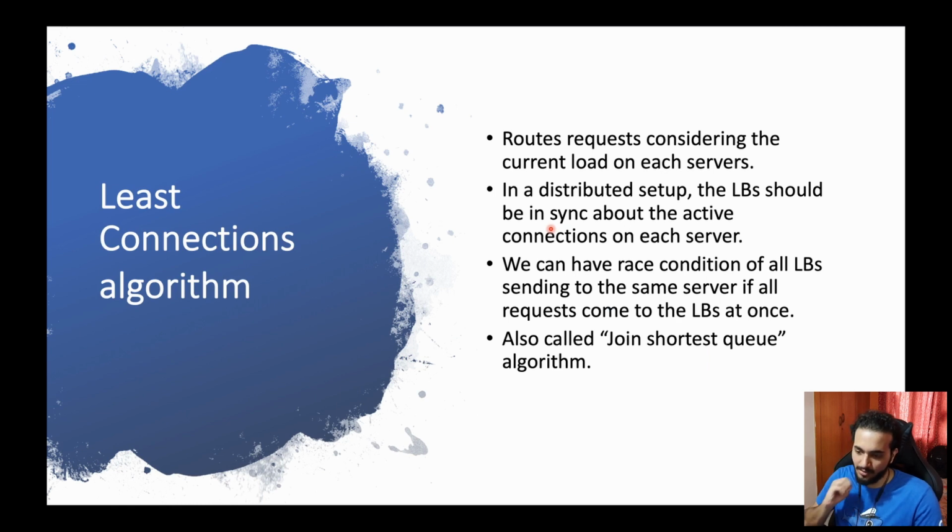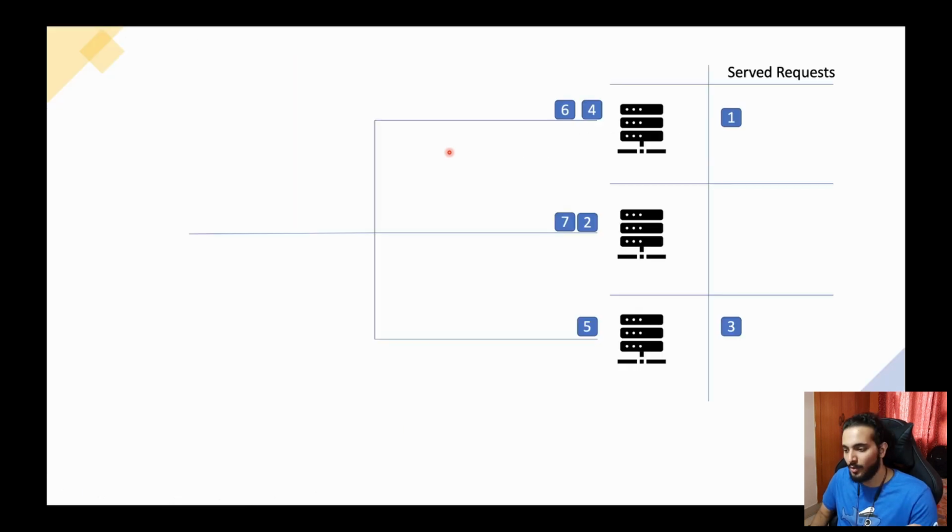Let's discuss a little about the least connections algorithm. It's also called join shortest queue, which means the request which arrives at the load balancer is going to join the shortest queue which belongs to any of the web servers. Now, if you notice, it routes the request considering the load on each server. This is exactly what our agenda was.